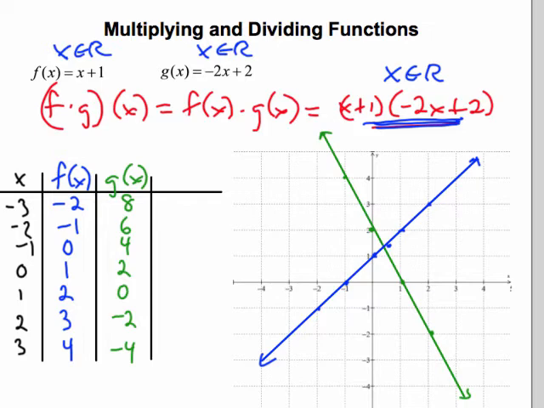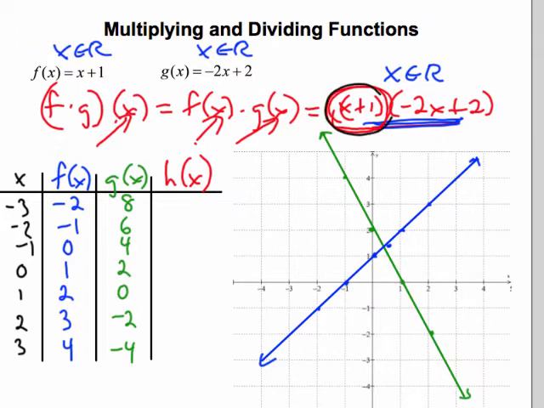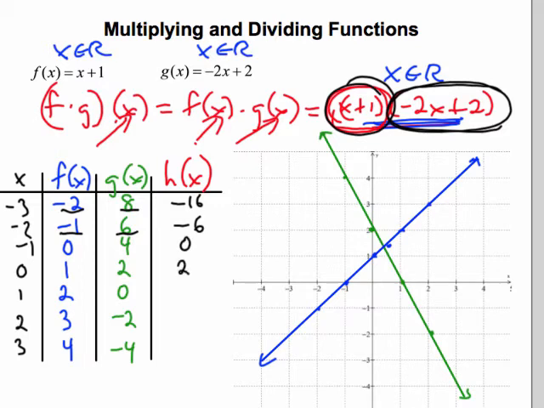Alright, so let's find some points for our new graph. And remember, those will come about just by multiplying the y values of the original graphs. So for example, if I were to put negative 3 into my function, I can see from that that the new y value will be the y value of the original with negative 3 plugged in times the other function with negative 3 plugged in. In other words, negative 2 times 8, negative 16, and so on. Multiplying the y coordinates to get the new y coordinate of the new graph.